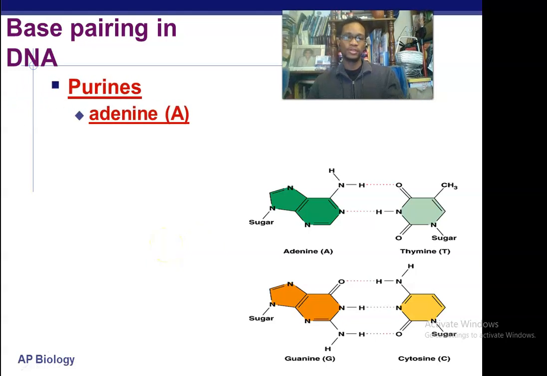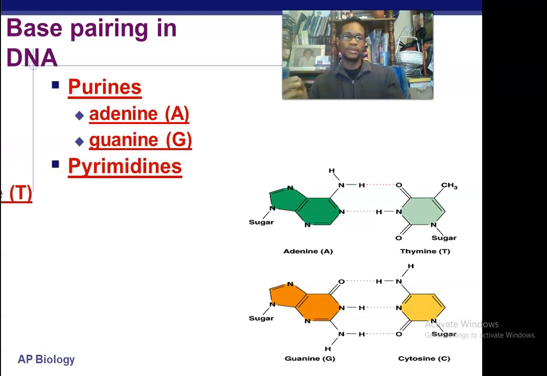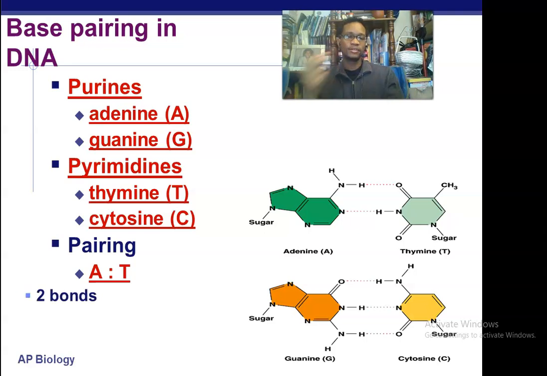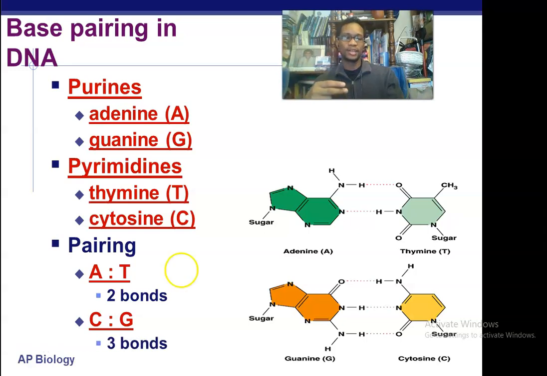So those are purines. The purines are adenine, A, and guanine, G, and the pyrimidines are thymine, T, and cytosine, C, and the pairing is this one. A has only 2 bonds to T, and C has 3 bonds, as you can see here. 2 bonds from A to T, and 3 bonds from C to G. Okay?